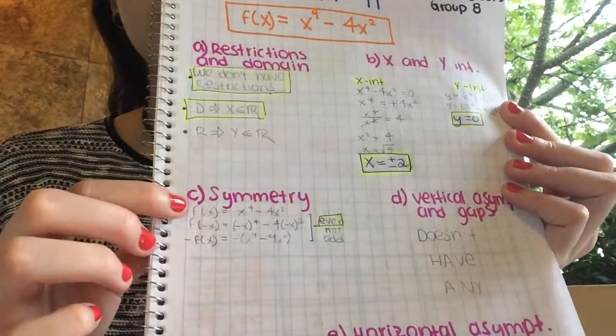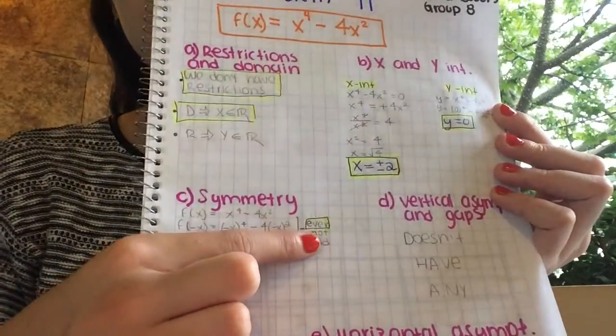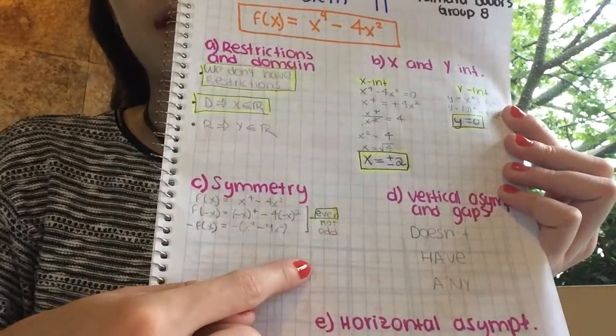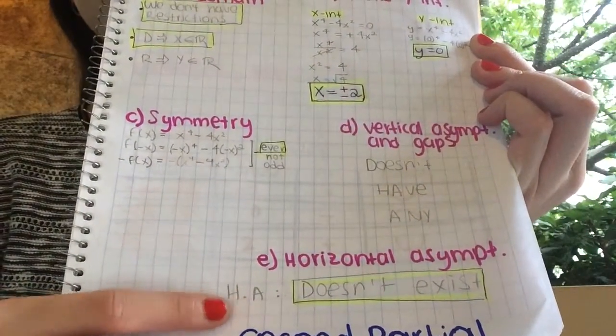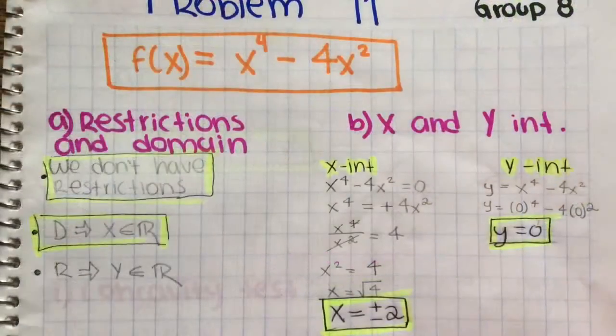Then we have to find our symmetry. We found that it's even. We made the proof. We also made it plus or minus. We have to find all the vertical asymptotes. We don't have any. And then we have to find the horizontal asymptotes, and they don't exist.